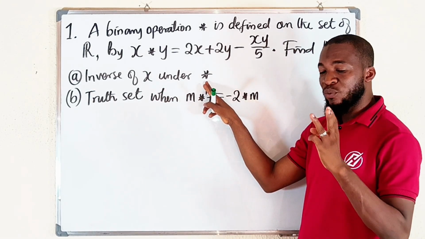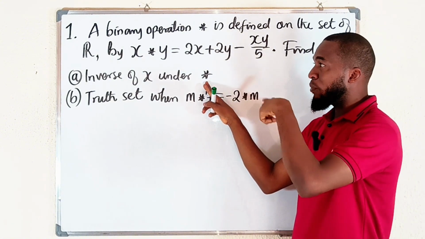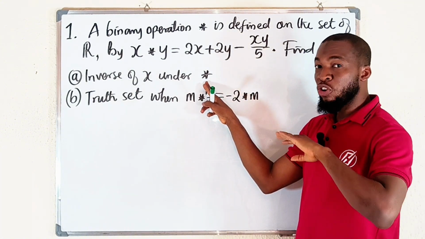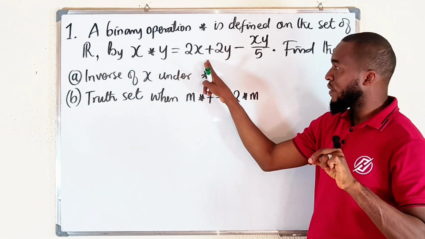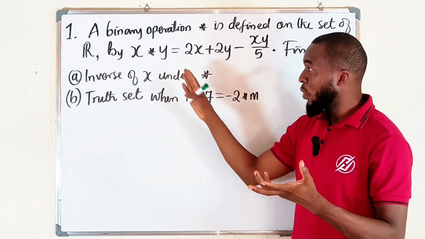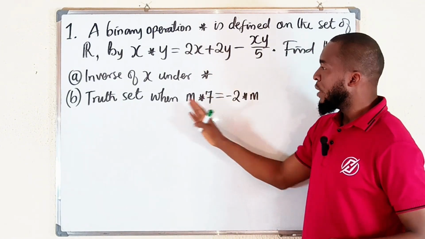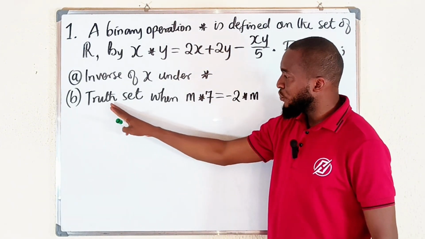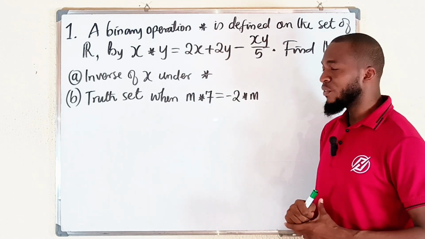Unlike the basic operations, we have plus, minus, times, division, right? When you're talking about binary operation, it is not unique. It must always be defined. This is why it is defined like this. You may see another question where the same binary operation will be defined differently. And the B part, we are asked to find the truth set when m asterisk 7 is equal to negative 2 asterisk m.